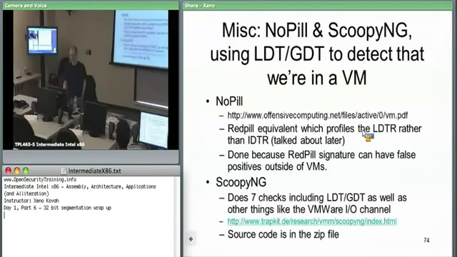I don't know. When someone gets a Linux kernel debugger set up for me, I will investigate these sorts of things. So please get a Linux kernel debugger set up for me, give me some instructions, and I'll look at it. But until then, I have no need to investigate it to make sure it works. All right, and then this other thing, ScoopENG, has a bunch of different things: LDT checks, GDT checks, IDT checks, as we'll see later. So no pill and red pill were focused on one sort of virtualization detection, but if you want something that does many different checks, ScoopENG would be great.